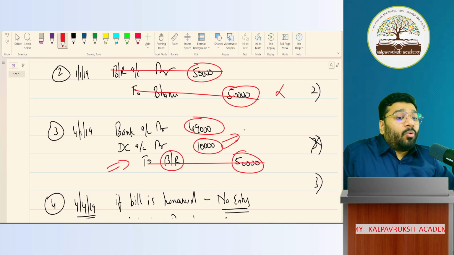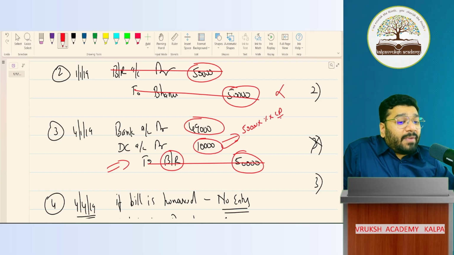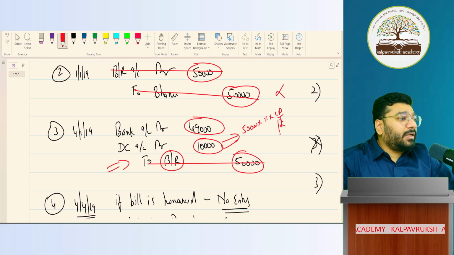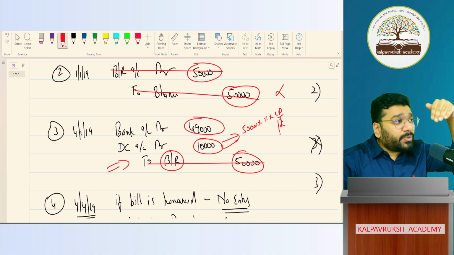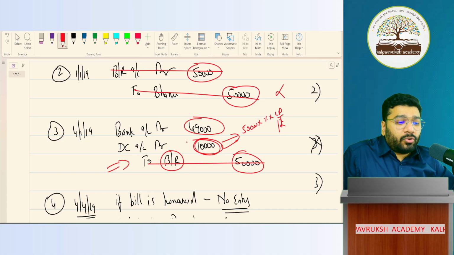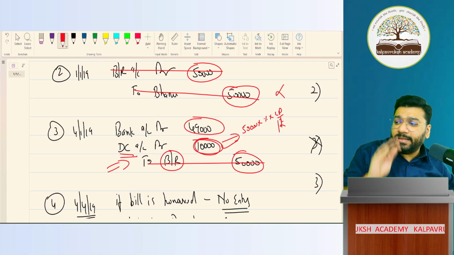In most of the questions, they will ask you to calculate this 1,000. Do you know how? Whatever is the bill amount, with that percentage into credit period by number of months, 12. Got it, not got it? We have questions based on that also. In this question, you're lucky, they've given the difference amount. This is called discounting charges. Do you have any problem here? Now clear?